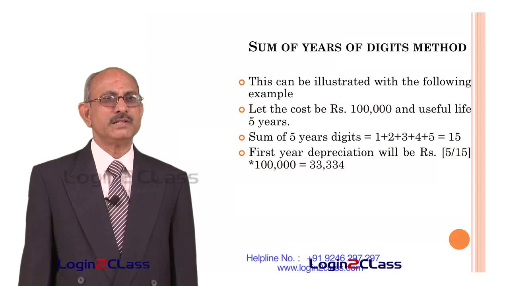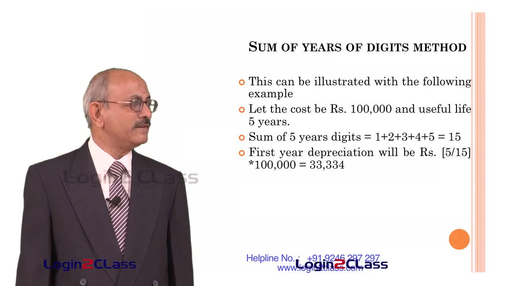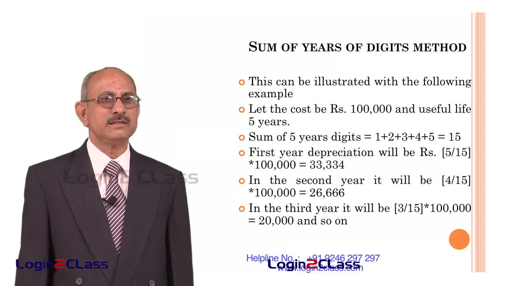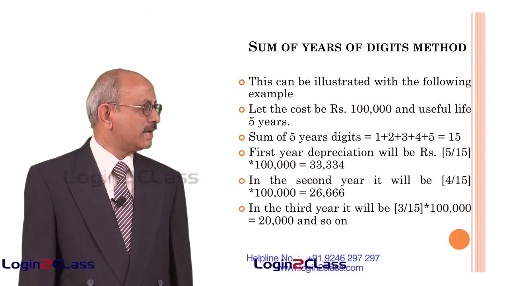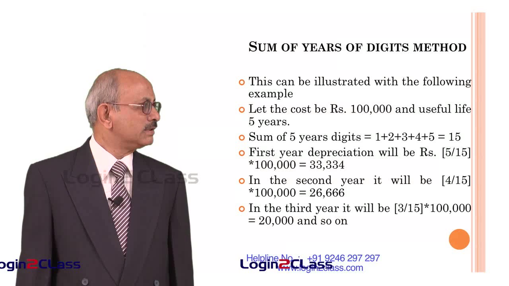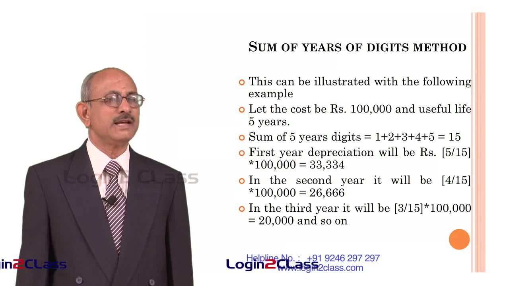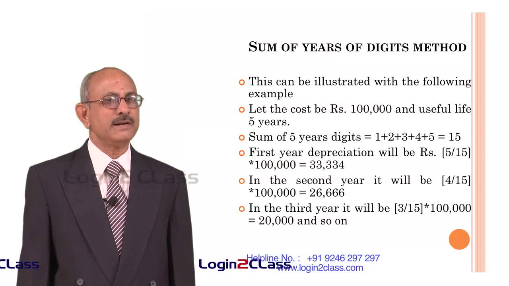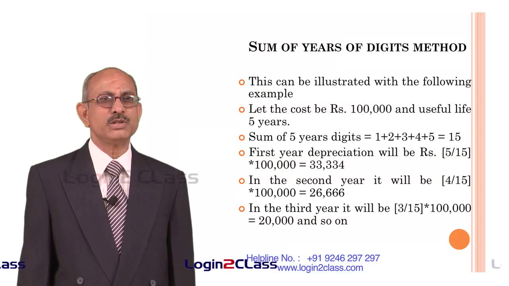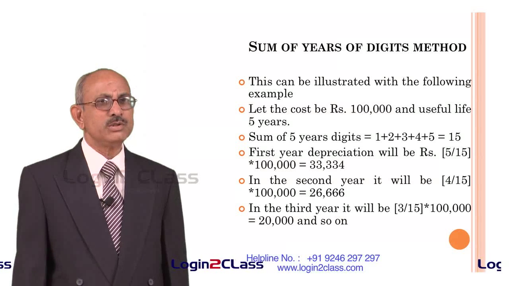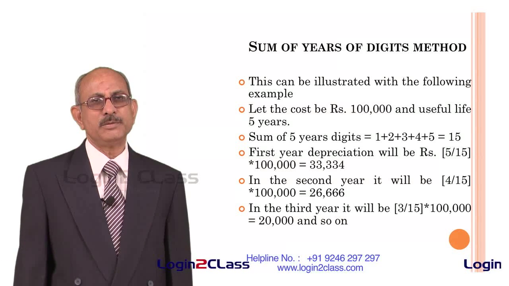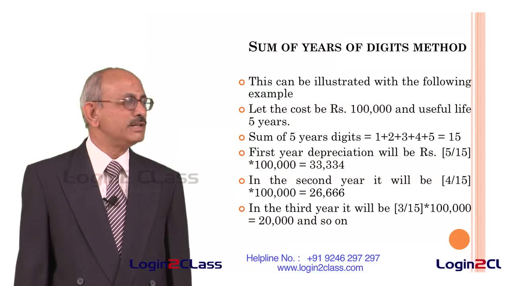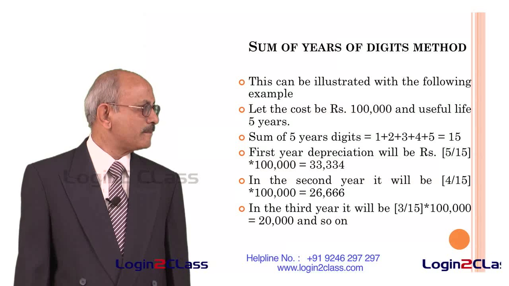So, the first year depreciation will always be 5 by 15 into 1 lakh, second year will be 4 by 15 into 1 lakh, third year will be 3 by 15 into 1 lakh, and so on. This is how the sum of years of digits method is calculated. As you can see, the value of depreciation in the first year will be higher and it will keep on going down progressively. That means it is almost similar to the WDV method, because the depreciation amount is higher in the initial year and goes on reducing in the later years.